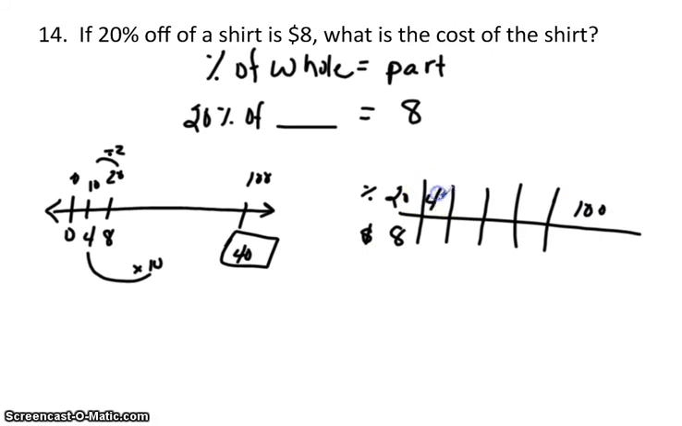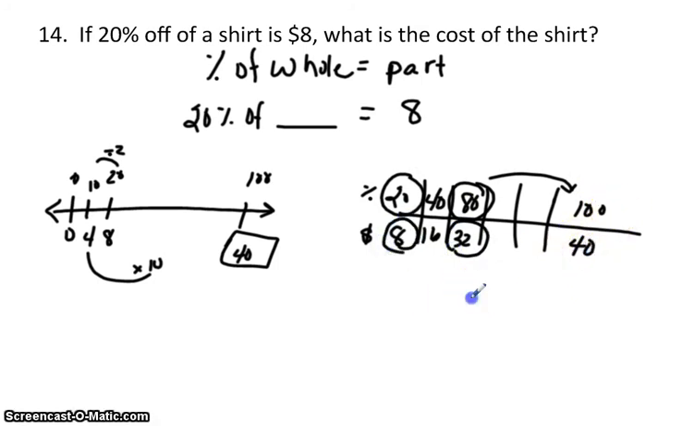I can go ahead and double it, 40 and 16. I can double again, 80 and 32. And then I can see that 80 plus 20 is equal to my 100. So 32 plus 8 is equal to 40. So 100% of the shirt is, again, $40.